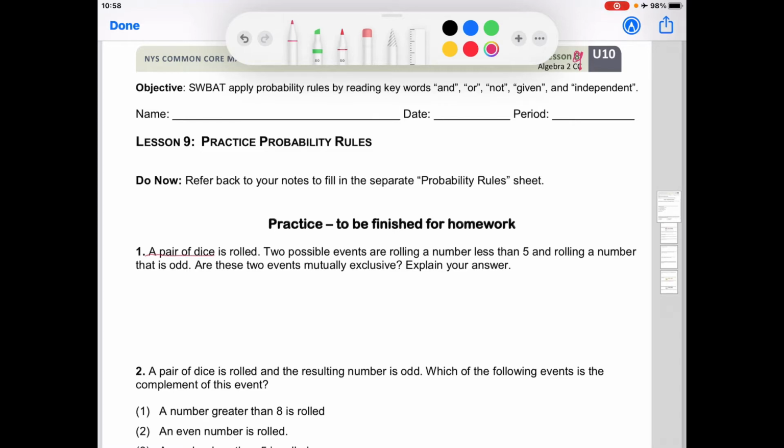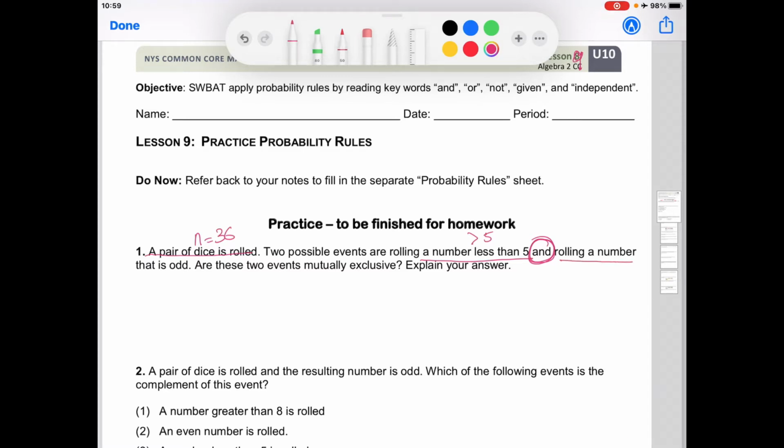Again, when a pair of dice is rolled, your sample space is what? 36. N is equal to 36. Two possible events are rolling a number less than 5. So this is less than 5. And please circle your operators because I've seen in the past, even on the quizzes, people were making mistakes of not circling the and/or operators and confusing themselves. So please circle that. And rolling a number that is odd.